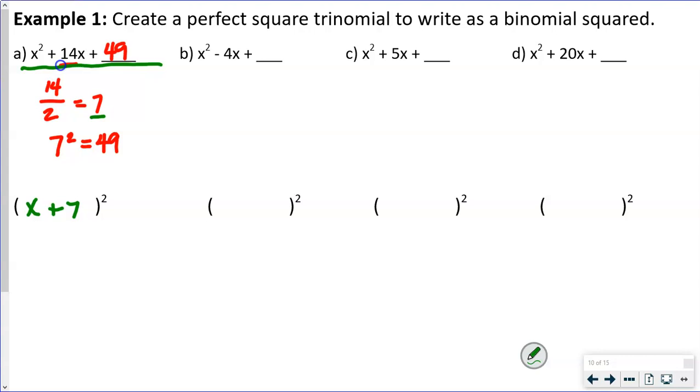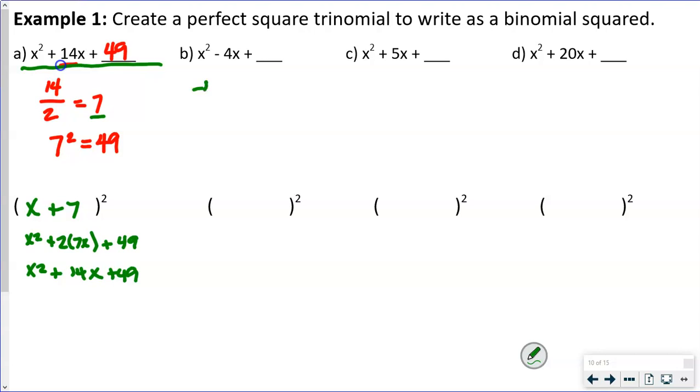How do I know that? Because again, I can do x squared plus 7x, then 2 times 7x, right? And then I can square the last term, that would be 49, right? So that's going to be x squared plus 14x plus 49, which is the term we got up at the top.